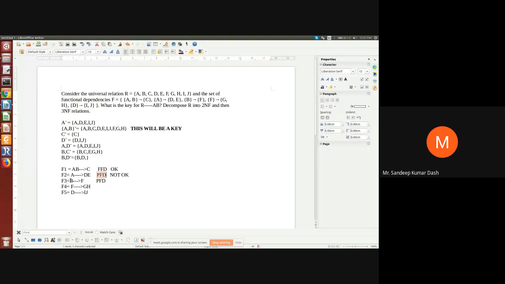Now this is also the same. Here there is no A. It should have been A here; then F would be fully functionally dependent on the key, but there is only B. So this is also a partial functional dependency. Not okay. You have to reduce this.